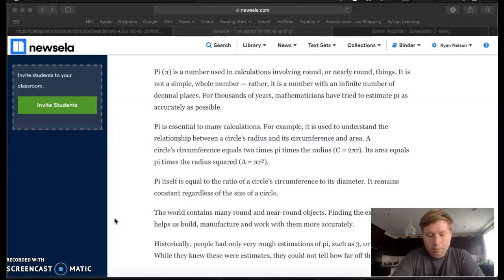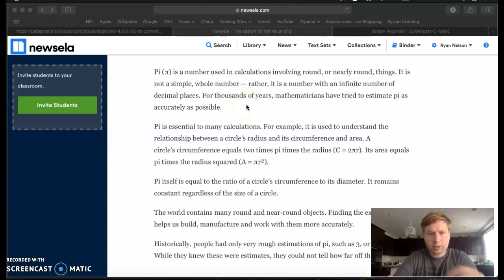Let's continue reading. It says it is not a simple whole number. Rather, it is a number with an infinite number of decimal places. Okay. So, a whole number must mean that it is a number without a decimal. So pi must have a lot of decimals because it says an infinite number of decimal places. If I remember right, the decimal is that period that you put after a number. Then you put numbers after that as well. Okay, I'm starting to get it now.